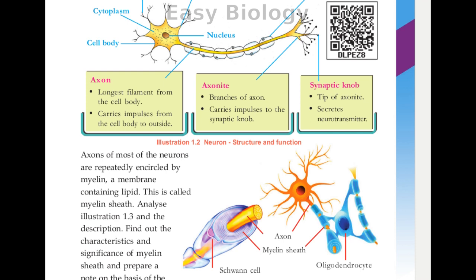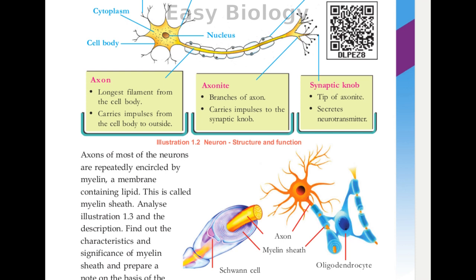The next we are going to study about myelin sheath. The axons of most of the neurons are repeatedly encircled or covered by a lipid containing membrane, and that membrane is known as myelin sheath. So what is myelin sheath? The axons are covered by a lipid containing membrane, and that membrane is known as myelin sheath.